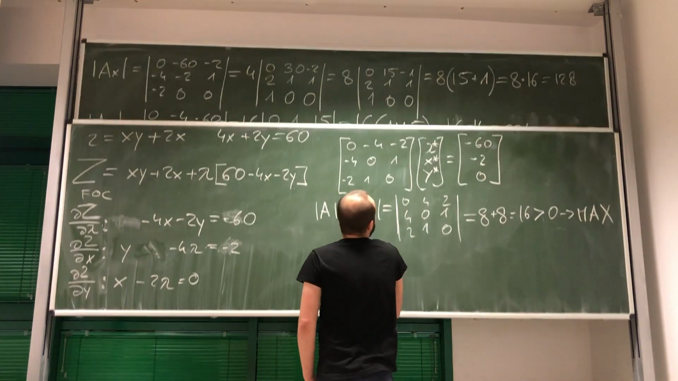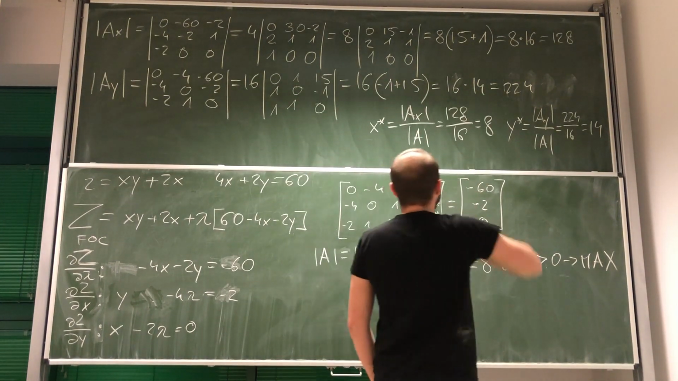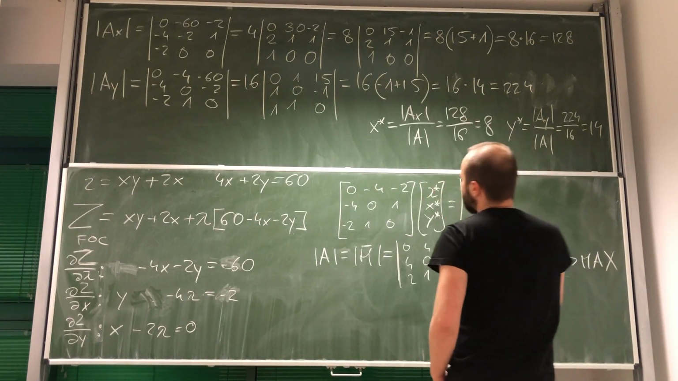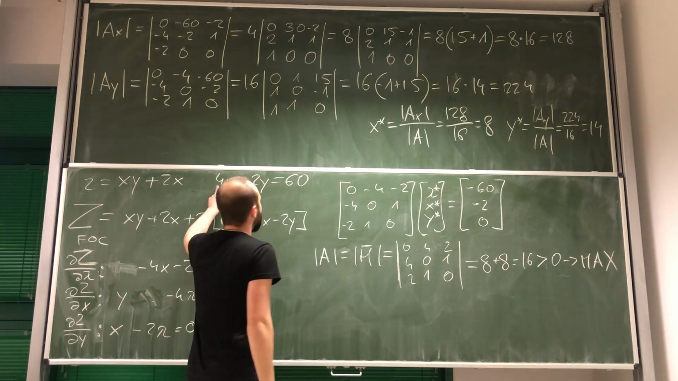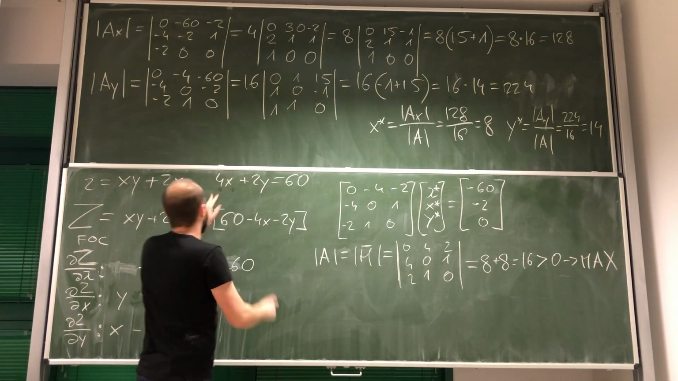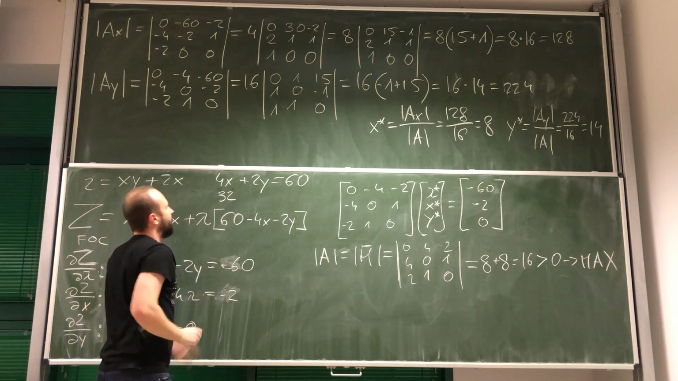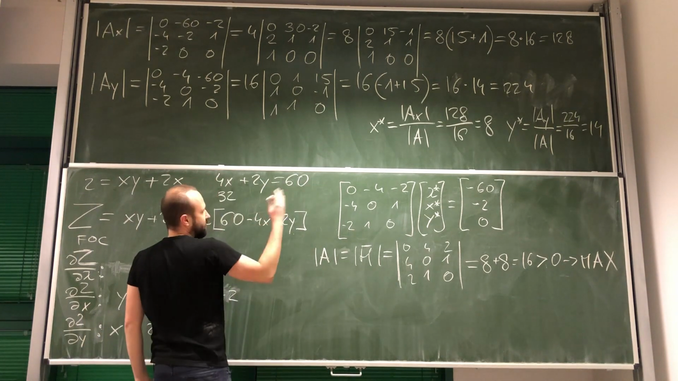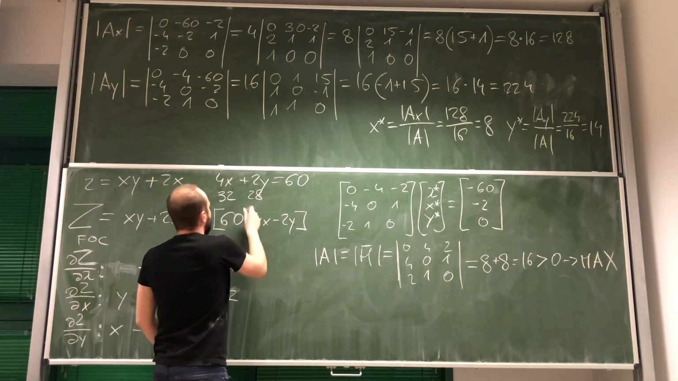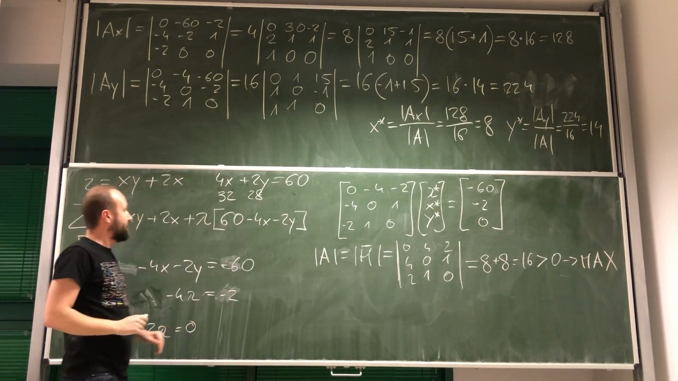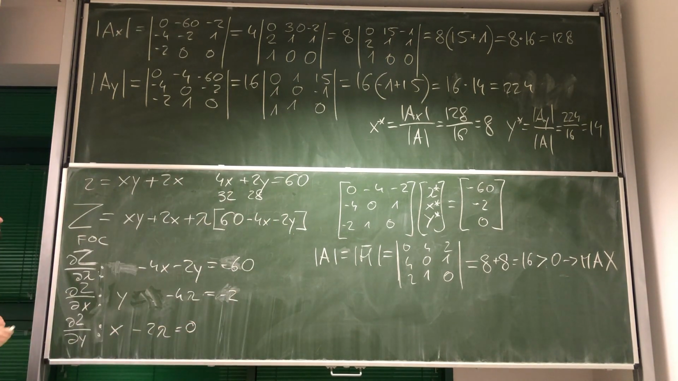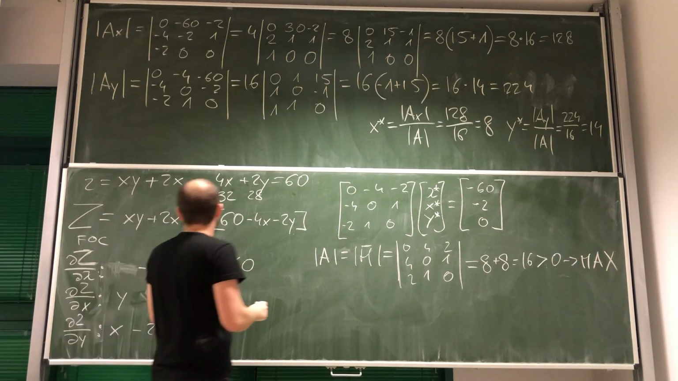Okay, so do those two solutions work? Well, 4 times 8 is 32, plus 2 times y, so 28. In total, it gives us 60. So what is the highest value z can take?